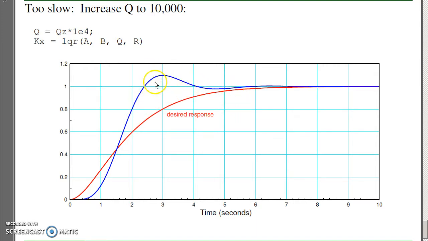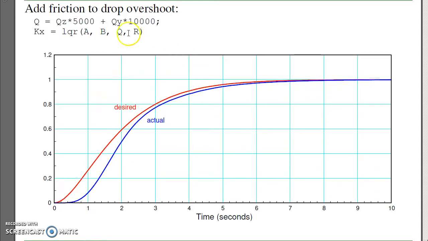To get rid of the overshoot, let's add friction. Friction comes in the weighting of the y state. Again, doing a little bit of trial and error between increasing the spring, playing with the friction, spring, friction, going back and forth until the two look alike. Eventually wind up here. If I weight the servo state with 5,000, position y with 10,000, I'll get this step response. That's almost what I want.